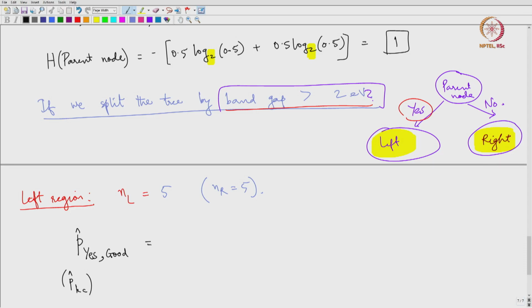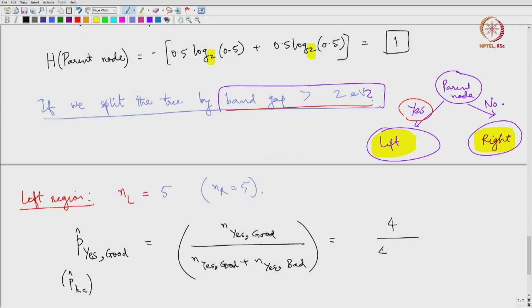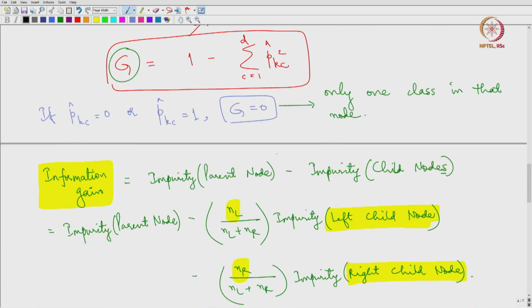So this will be the number of yes comma good divided by the number of yes comma good plus the number of yes comma bad, because we are looking at the left region. Now if you go and count, you will have 4 yes comma good and only 1 yes comma bad, and this should be 4/5. Let us go back and check. Do you have 4 yes comma good and then 1 yes comma bad?